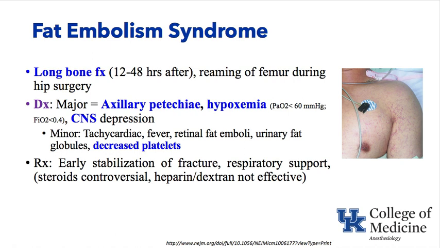Those are the major criteria: axillary petechiae, hypoxemia, and CNS depression, while minor criteria include some non-specific things like tachycardia and fever, decreased platelets. And if you're really good at looking in the back of the eye, you might see some fat emboli in the capillaries there, and you might be able to get some fat in the urine, although we rarely would test for that. So it's the major criteria that we're usually looking for.